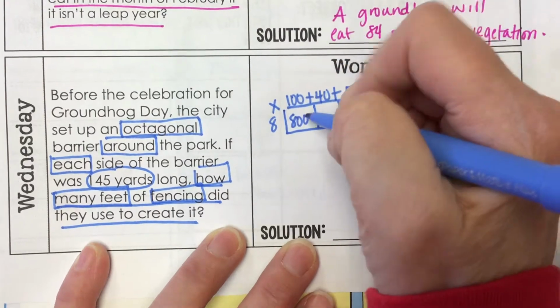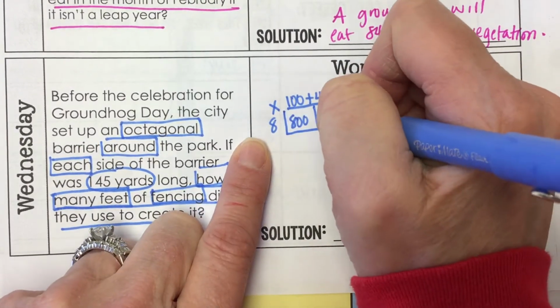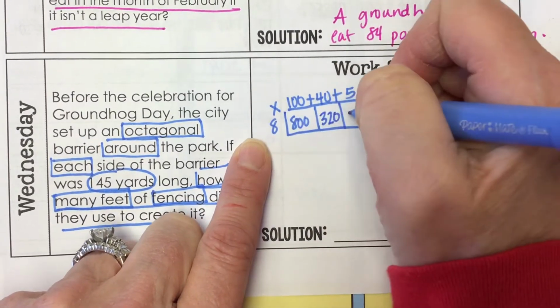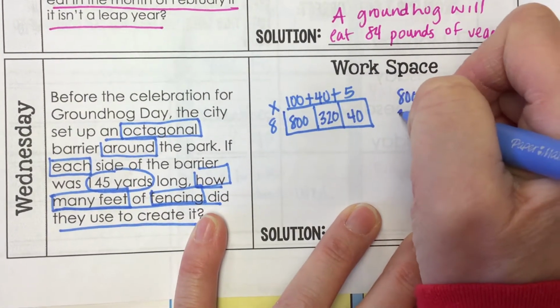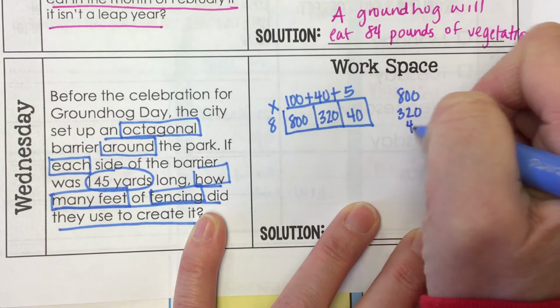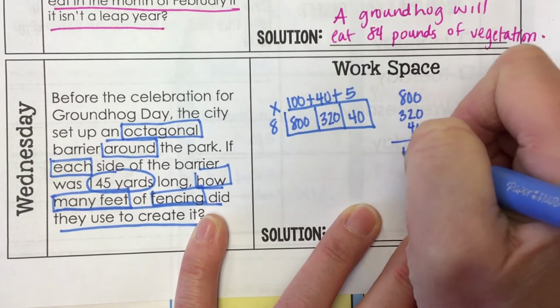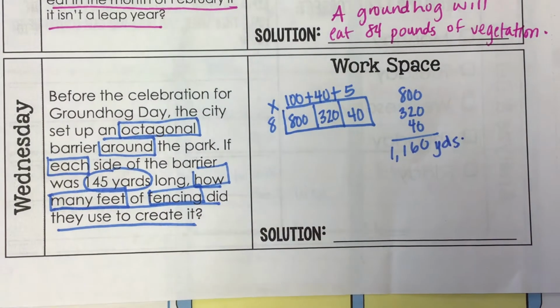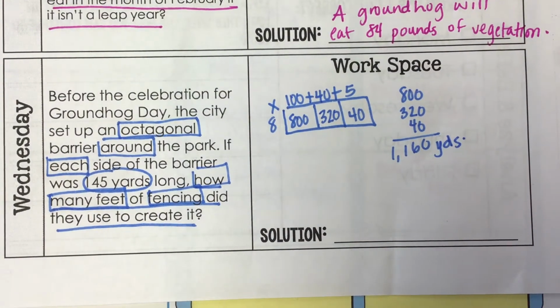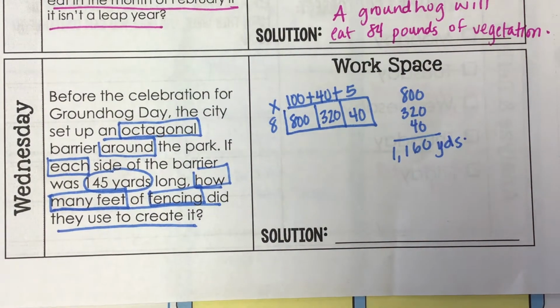8 times 100 is 800, 8 times 4 is 32, add your 0, 8 times 5 is 40, and when you add that together, you get 1,160 yards. The key here is that it asks you to tell how many feet.